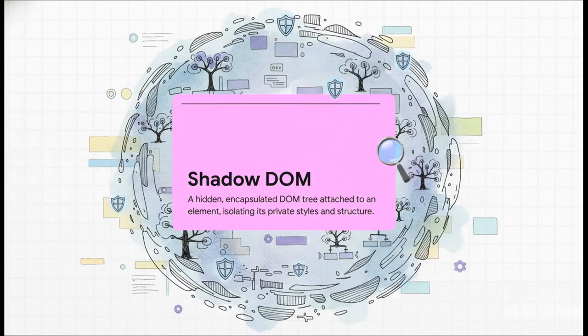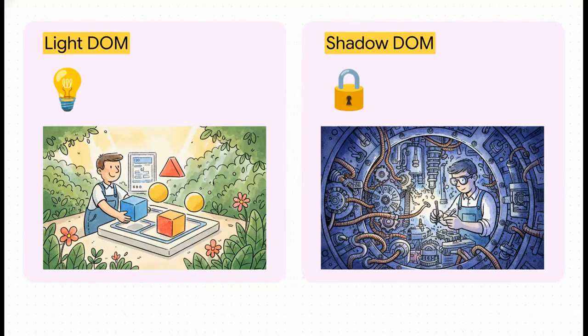It's true encapsulation. So to really get this, you need to understand the difference between what we call the light DOM and the shadow DOM. The light DOM, well, that's the public part. That's the content that someone using your component puts inside it. But the shadow DOM, that's private. That's all the internal machinery that the component's author built. One is the content, the other is the implementation.